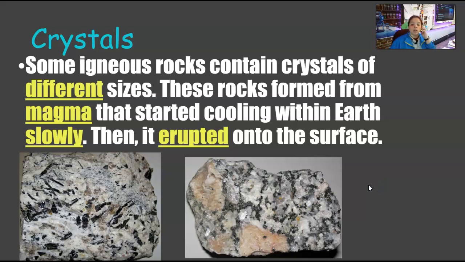Crystals: some igneous rocks contain crystals of different sizes. These rocks formed from magma that started cooling within Earth's surface, then erupted onto the surface. So, like, this has different size crystals, right? So it started forming, and then it got shot out. Same with this, and they're showing granite. It started forming these nice big crystals, but then it got shot out and cooled quickly. All right.